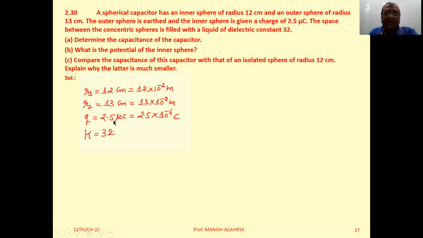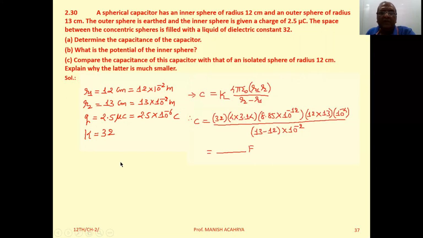Q, that is 2.5 microcoulomb, so that is 2.5 into 10 raised to minus 6 coulomb. And the dielectric constant of the liquid is 32. Now see, we know that when a material having dielectric constant K is introduced between two plates of the capacitor, the capacitance becomes K times. So here also the same thing happens.